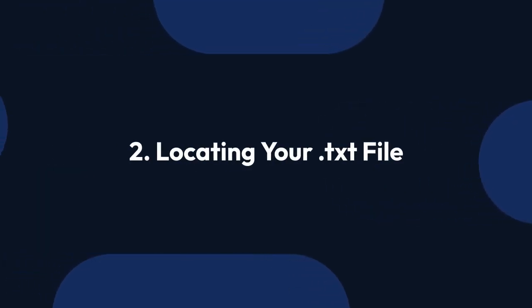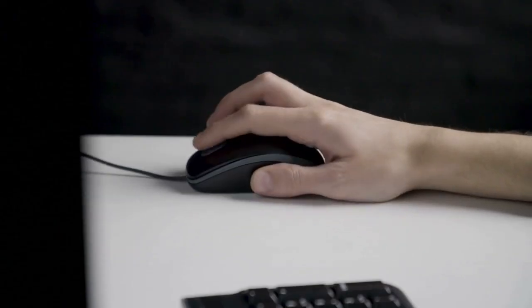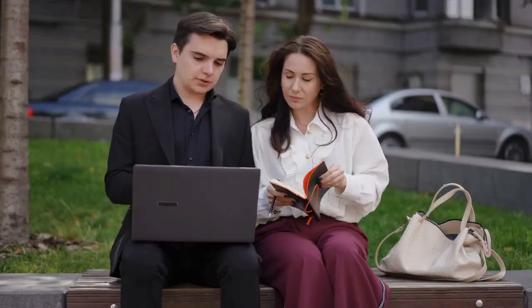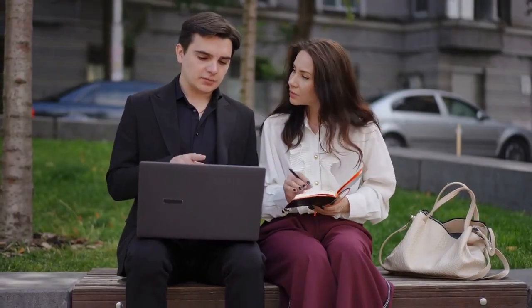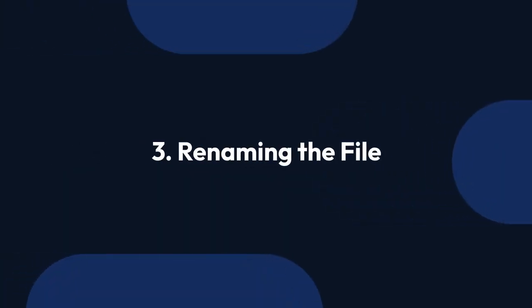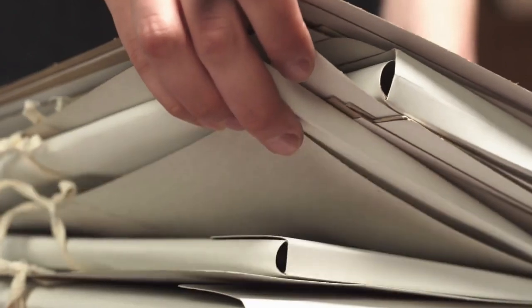Locating your .txt file. First, find the .txt file you want to rename. Note its location on your computer. You'll need this later. Renaming the file. This is the core step.